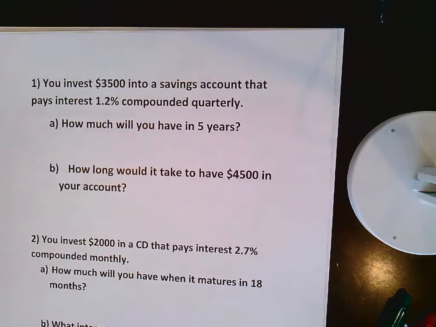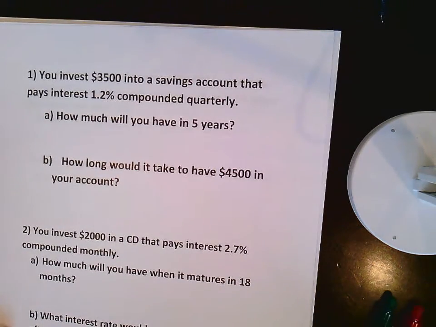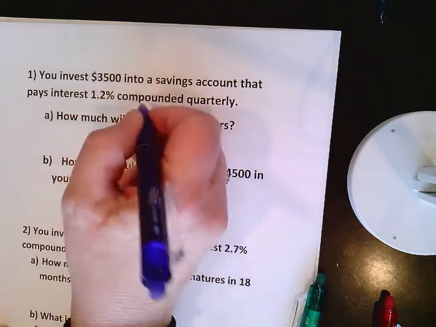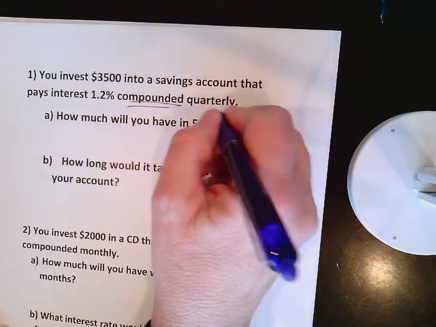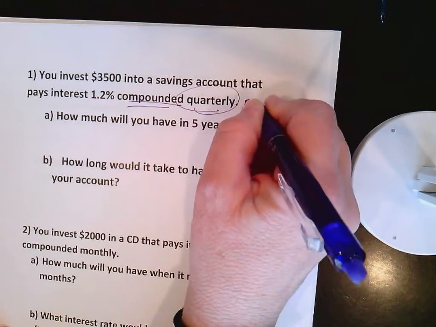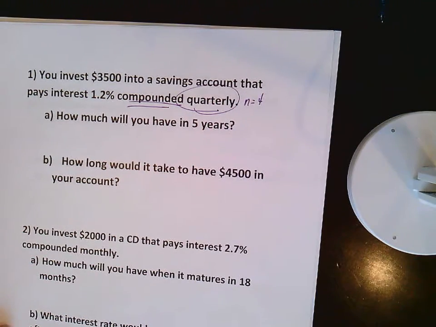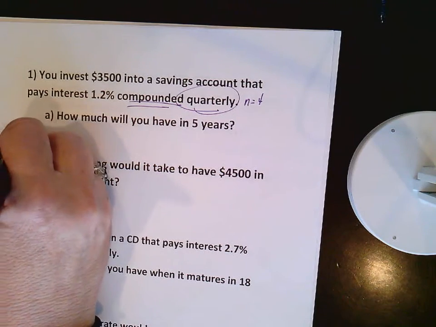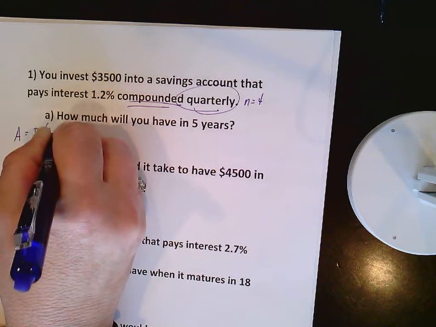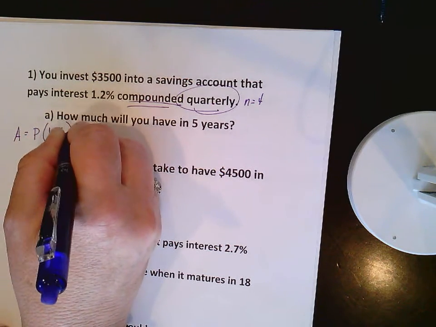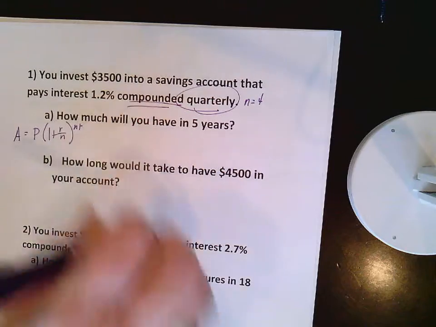Number 1, you invest $3,500 into a savings account that pays interest compounded quarterly. So we know we're using the compound formula, and my N is 4 because it's 4 times a year. The first thing we're going to start with is the general formula: A equals the principal times (1 plus r over n) to the nt. So let's take the information we have and put it in this formula.